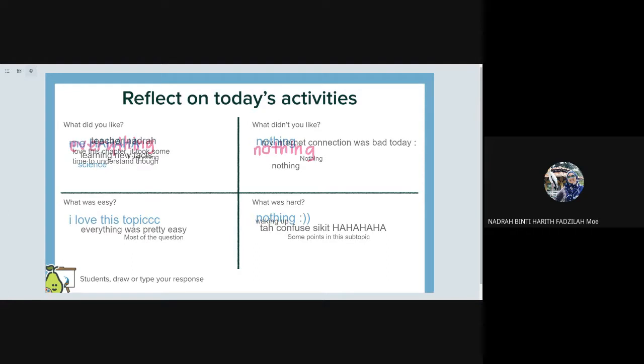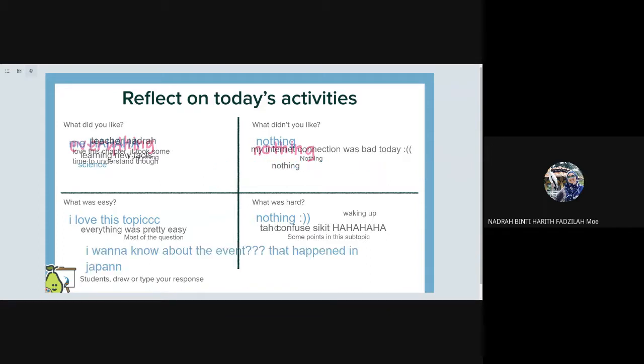Yang untuk essence for this particular subtopic adalah characteristics of ionizing radiation. Lepas tu juga adalah sources of ionizing radiation lah. Oh, okay. Nanti kita discuss.